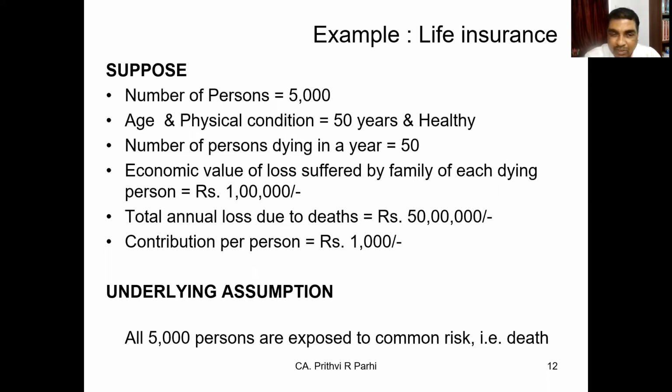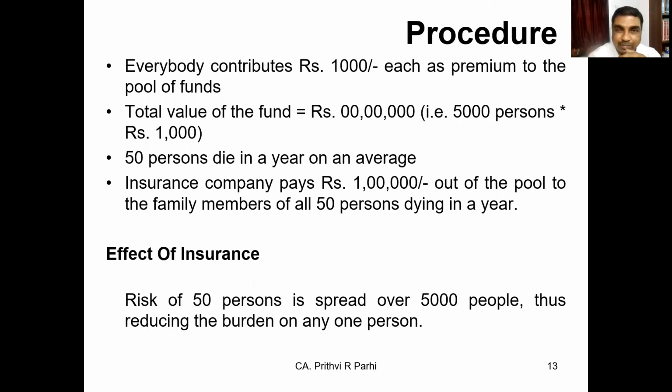But here the assumption is that these 5,000 people are exposed to a common risk. That is why the life insurance company creates age groups, under the assumption that they are exposed to a similar kind of risk, so that the premium collection will be fair. If they're exposed to a similar kind of risk, they're supposed to pay a similar premium. This is how this system works.